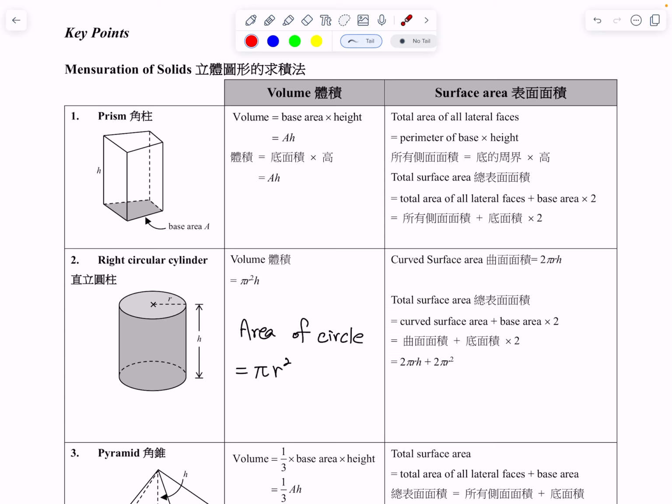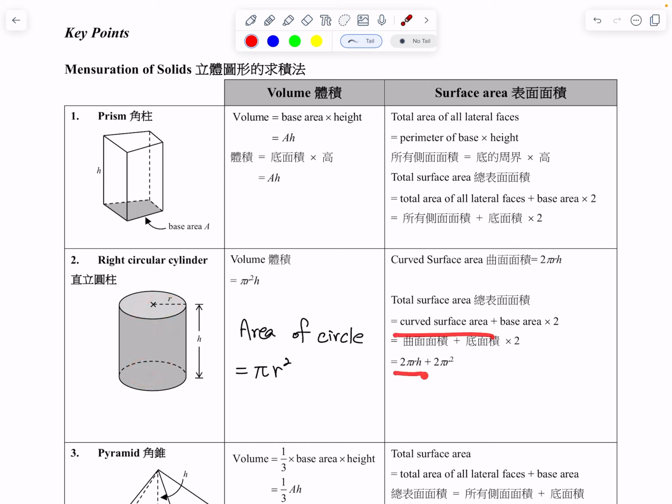Okay, but of course we are smart students, we need to understand the word between total and the curved. Curved is this part. Like you can take out a can of cola, and then you will see the up and down is the 2 circles, and then everything in the middle, that curved part, is called curved. Okay, how about total surface area? We have up, down, and the curved.